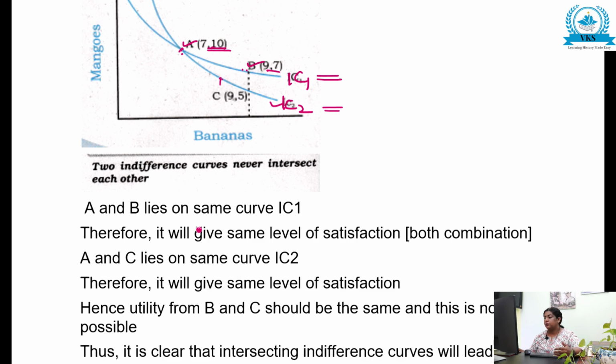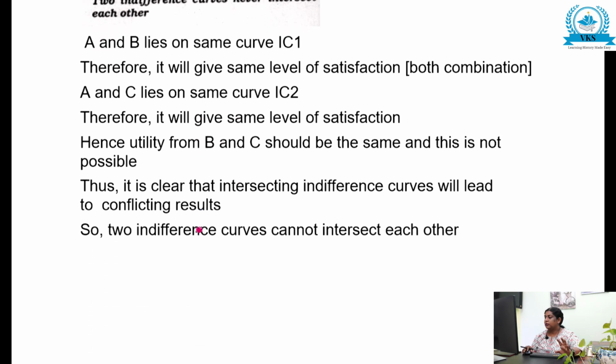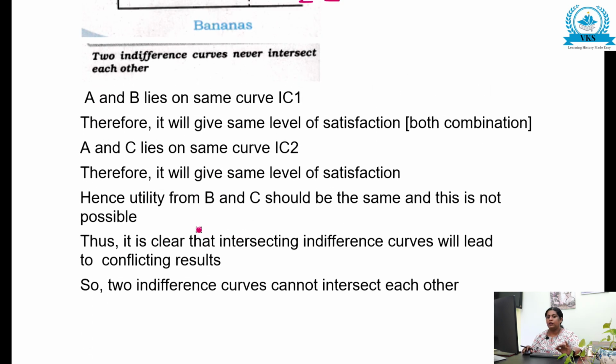So it is proved that indifference curves cannot intersect with each other, as that would lead to conflicting results. Here, if you see, C is here and B is here, so both cannot give the same level of utility. So they cannot intersect with each other. So that is the next feature of an indifference curve.